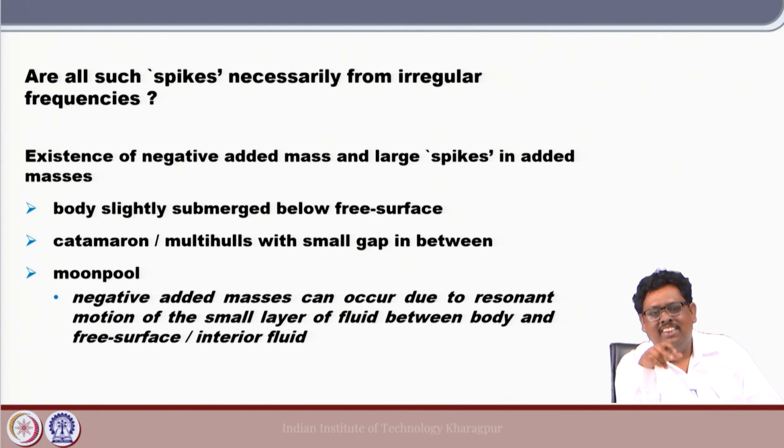So, first of all, we have to understand the existence of the spike. If it is not a catamaran or moon pool or a submerged body, then it could be an irregular frequency spike. But if it happens, we are really not sure whether the spike is because of the irregular frequency or because of the physical phenomenon. So, we have to be very careful to assess this. Okay.